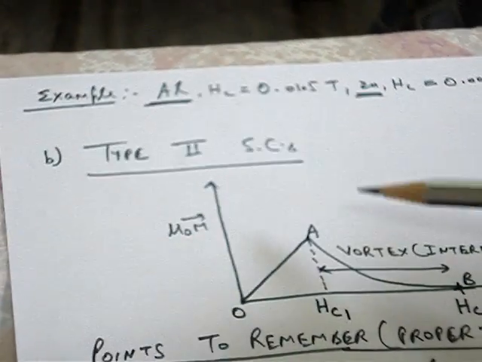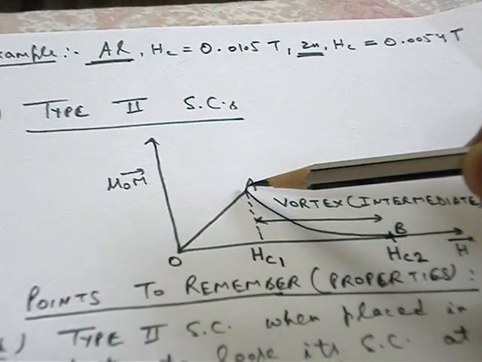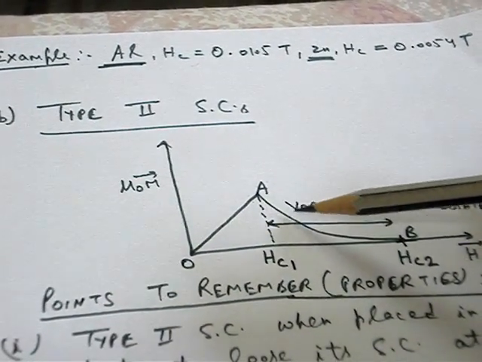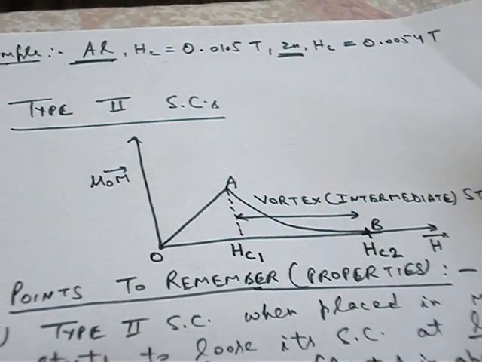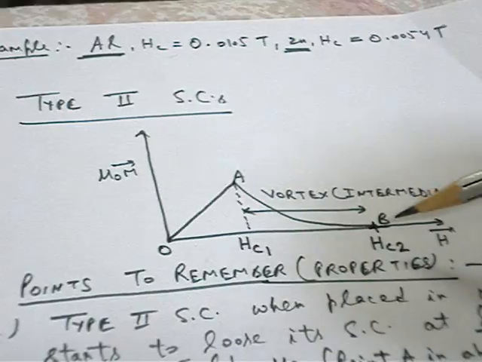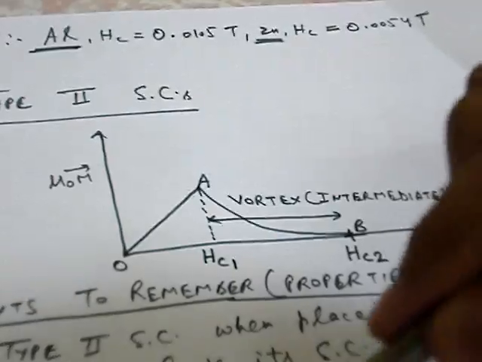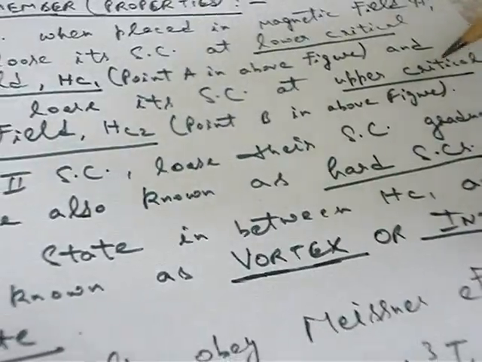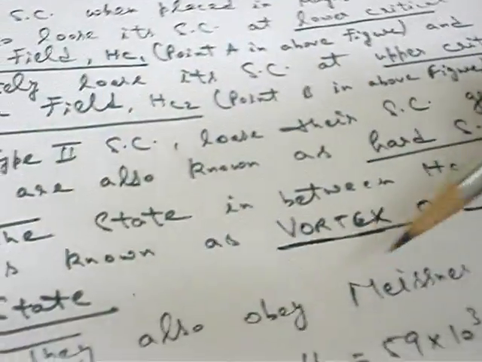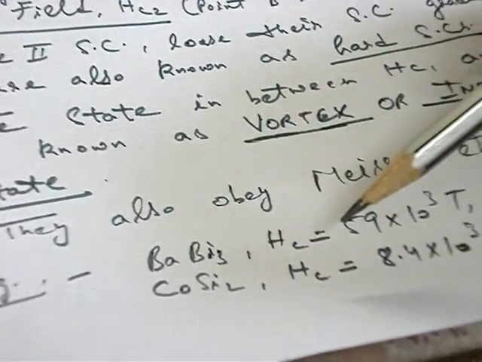Type 2 superconductors critical magnetic field Hc1 पर वो superconductivity lose करना start करते हैं और Hc2, that is upper critical magnetic field पर वो completely lose कर देते हैं. और जो state होती है Hc1 और Hc2 के बीच में, उनको हम vortex और intermediate state भी बोलते हैं. Because type 2 superconductors अपनी superconductivity gradually lose करते हैं, आराम से lose करते हैं, therefore they are hard superconductors. They also obey Meissner effect. Examples BaBi3, CoSi2.